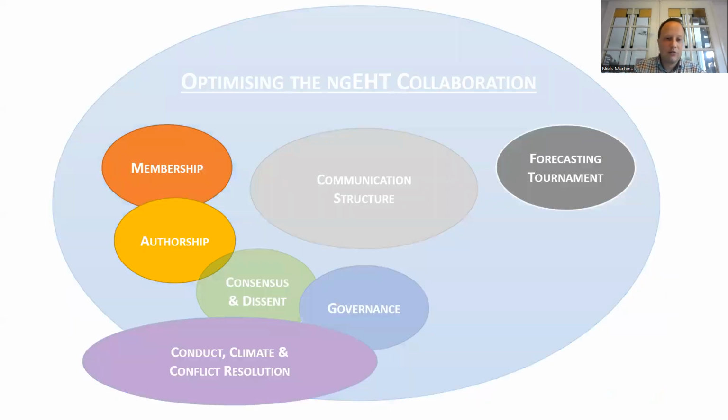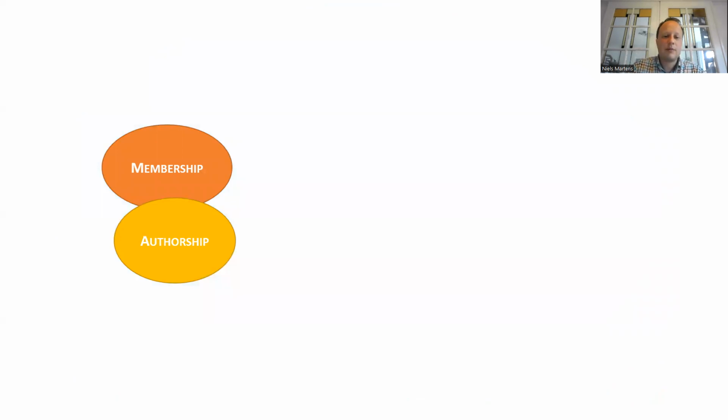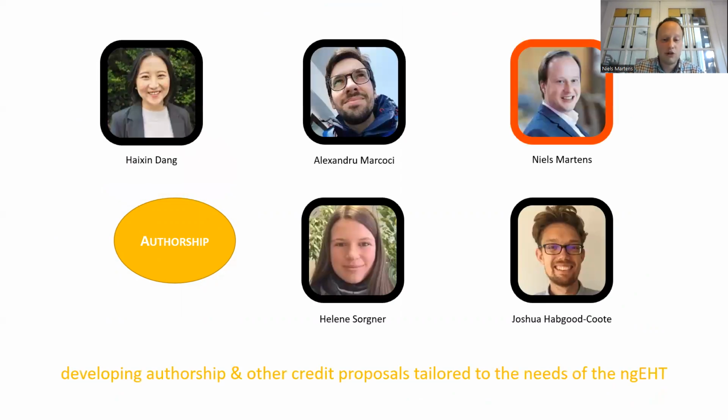And then finally, I want to focus on the membership and authorship task force, although I won't say much about membership. Here I'll focus on authorship. So what these 5 people have been doing is to try and develop an authorship practice, right? How do you write a paper with 300 people? An authorship practice that's tailored to the needs and wishes, demands of the ngEHT collaboration.